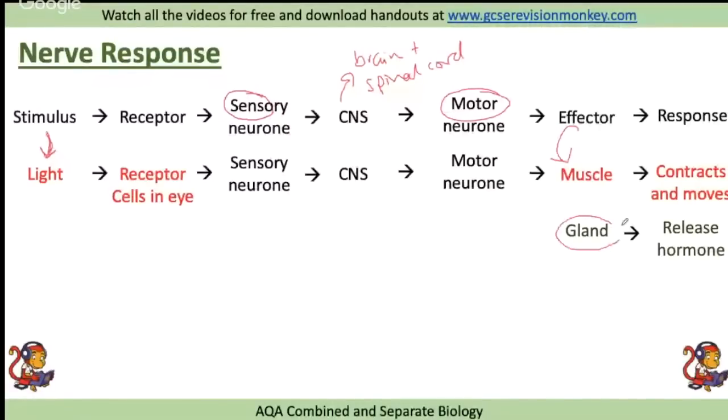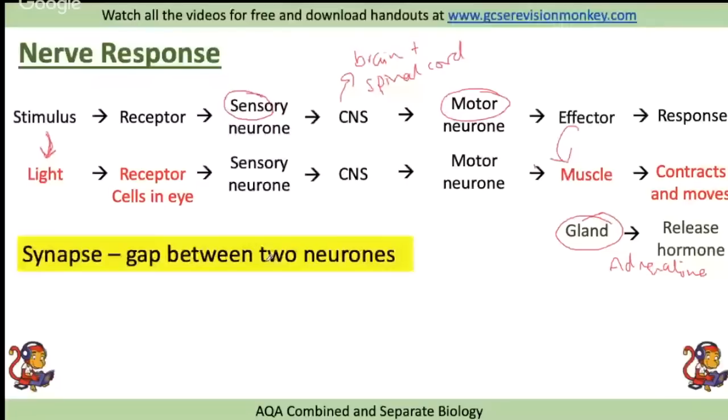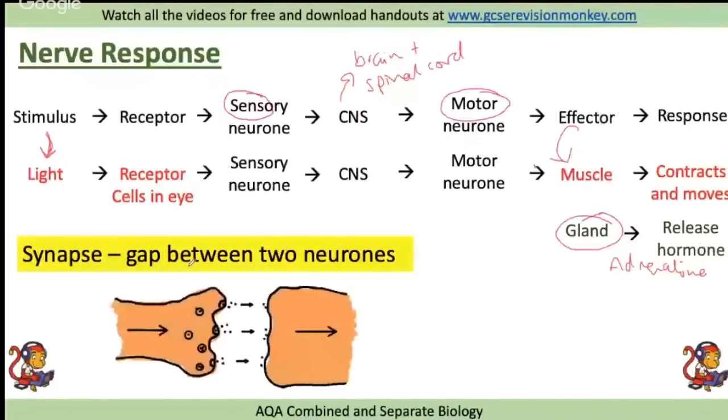And where this comes into play is normally the adrenal gland that will release adrenaline in a very, very quick response, okay, a fight or flight response. Now, when those neurons are sending the signal along, they might have to pass the message from one neuron to another. And when they do that, they have to pass the signal across a synapse. A synapse is a gap between two neurons. So this here is the synapse.